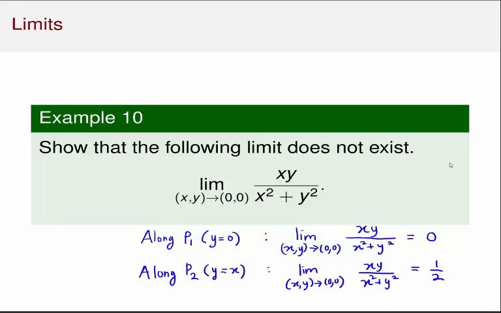So we have shown that the limit of our function along the path P1 given by the equation y equals 0 is 0, whereas the limit along P2 given by the equation y equals x is half. Therefore, we have found two paths along which the function has different limits. Therefore, the limit of this function does not exist at the origin.